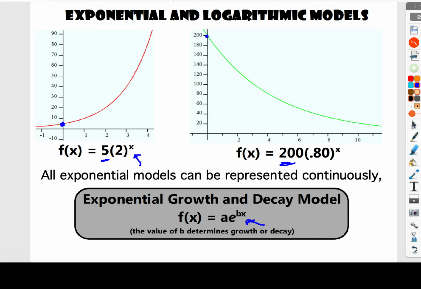Other than that, they basically come down to that growth rate or growth model being times 2 or times 0.8, or again, for our exponential growth and decay model, our continuous model, we have that e to the power of. All exponential functions can be related to that continuous model. So let's show you how that works.